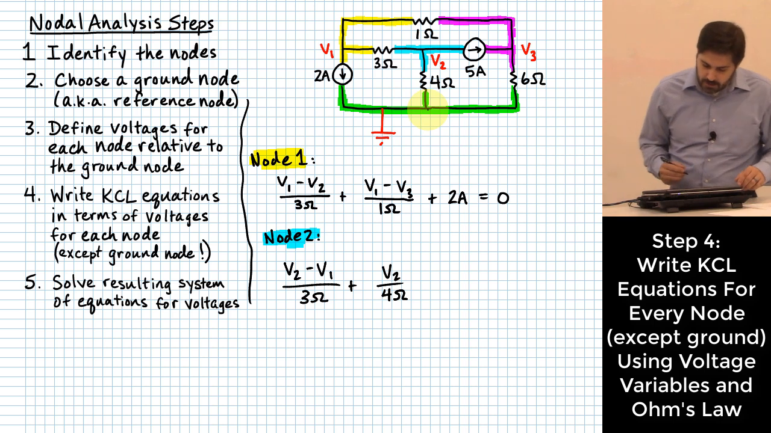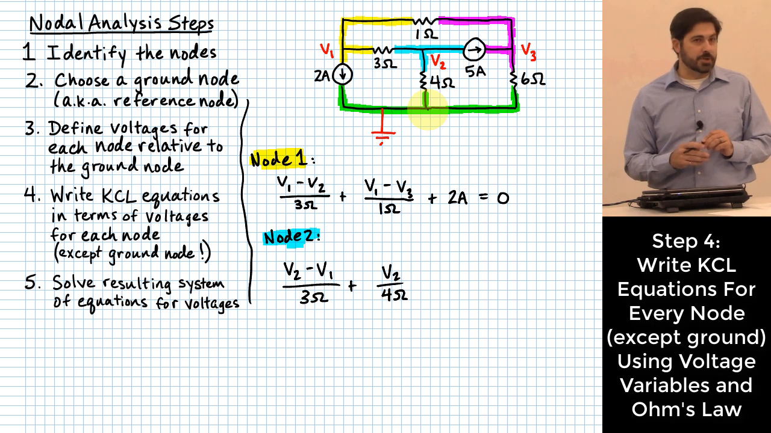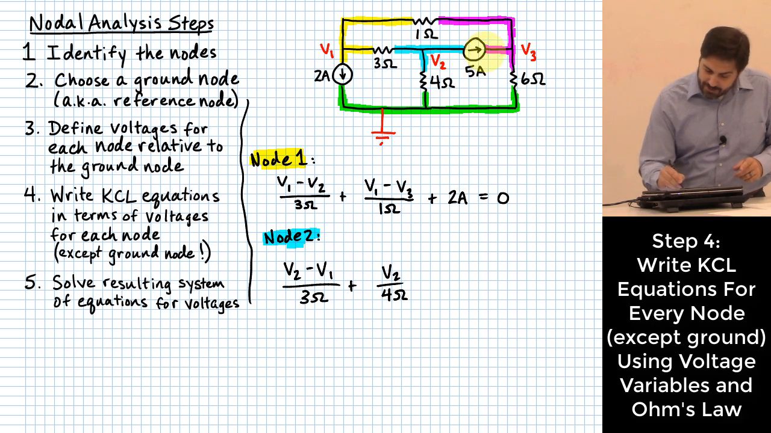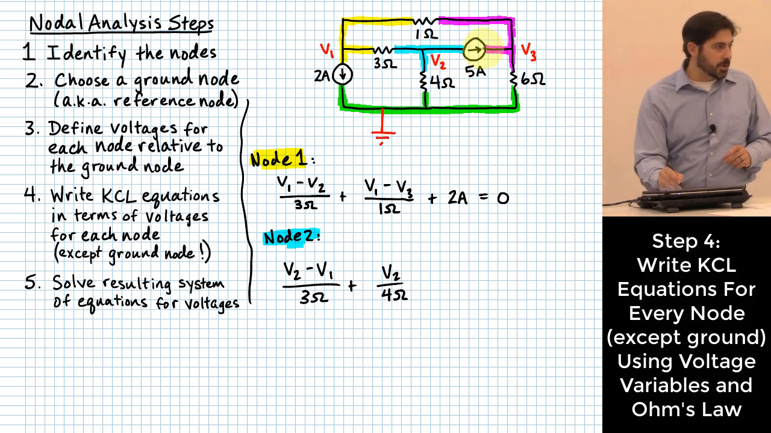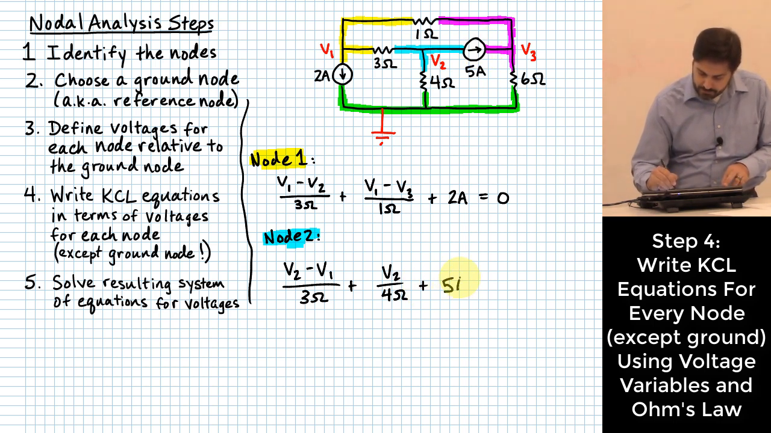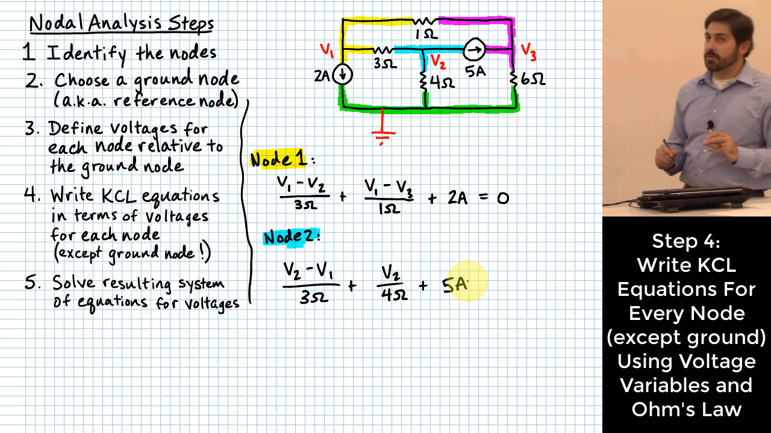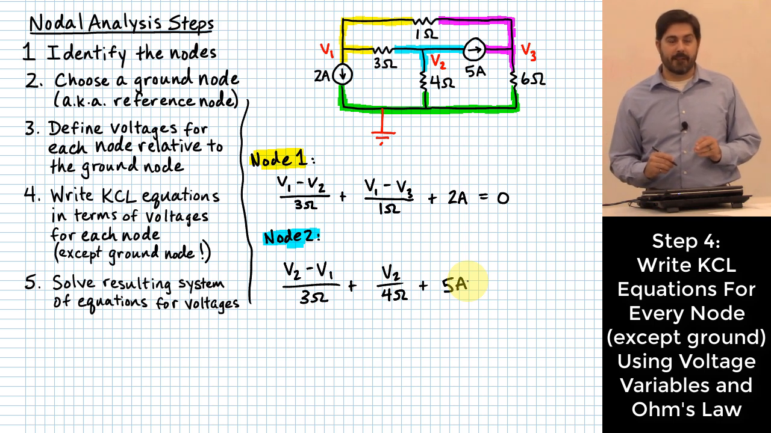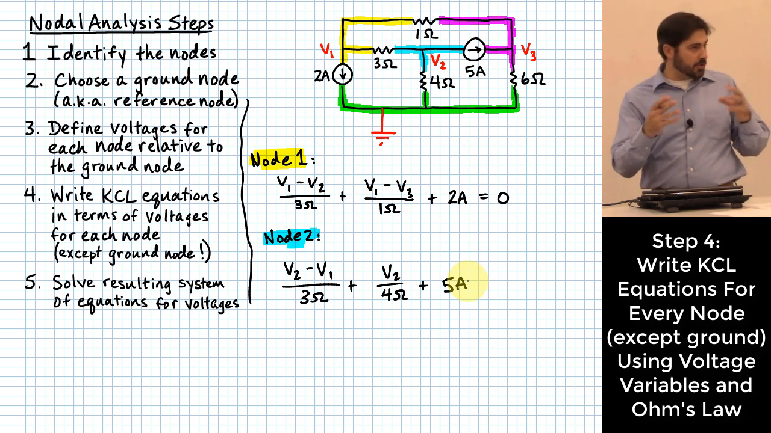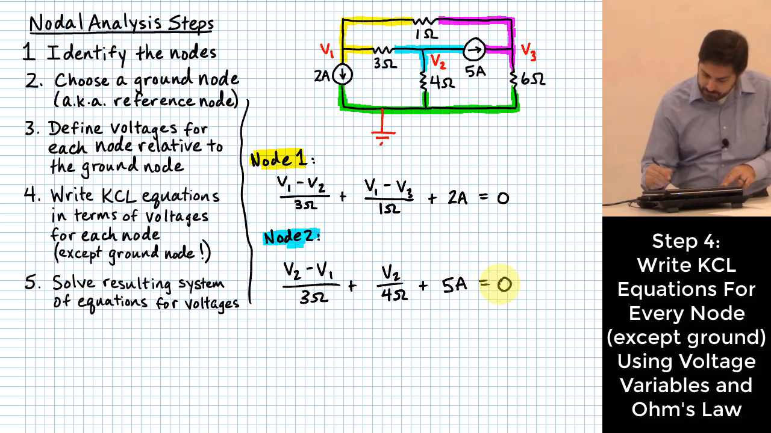Okay? Where else do I have current flowing into or out of the bluish node? I have 5 amps that's exiting that blue node going toward the purple one. So that would be plus 5 amps. Anything else for that node? All right. Looks like those are all the different paths that we would have for current to enter or exit the blue node. So we'll set that equal to 0. Then what?